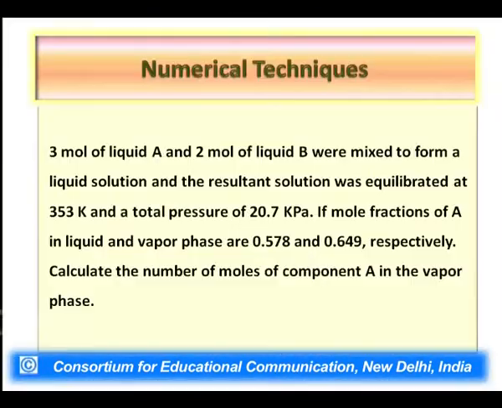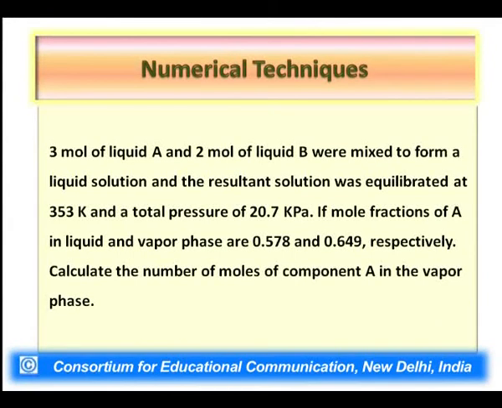Alright, so with this discussion now we try to understand some numerical techniques. Let us take up some numericals. The first numerical says that if 3 mole of liquid A and 2 mole of liquid B were mixed to form a liquid solution, it means 3 mole of liquid A and 2 mole of liquid B is being mixed. So what is he giving? He is giving the composition of the overall system.